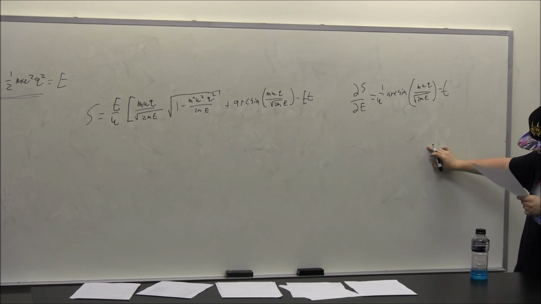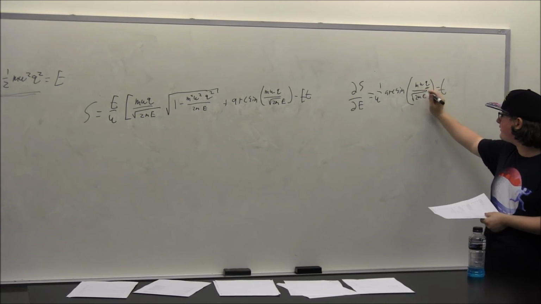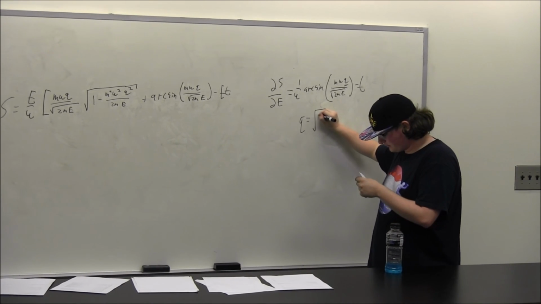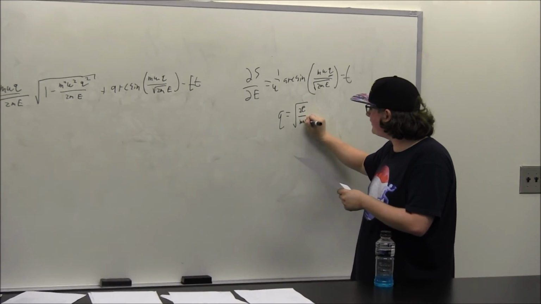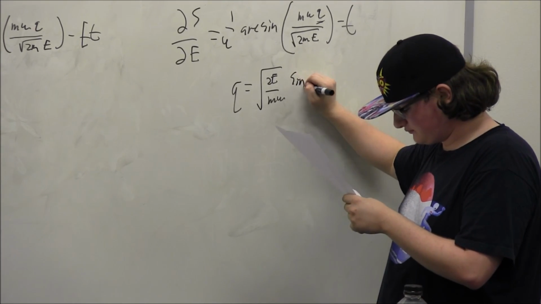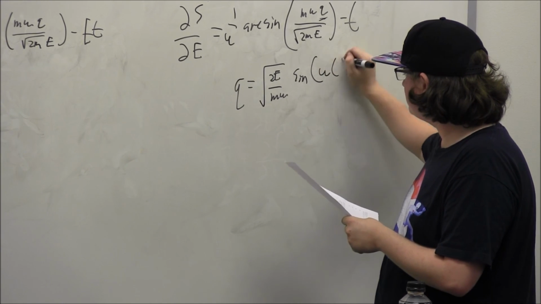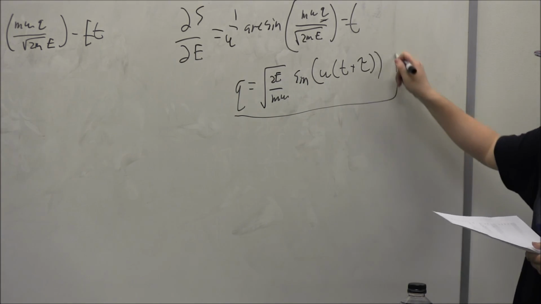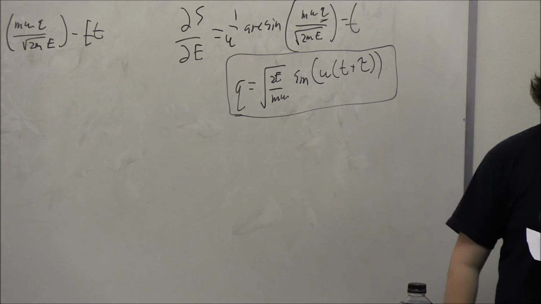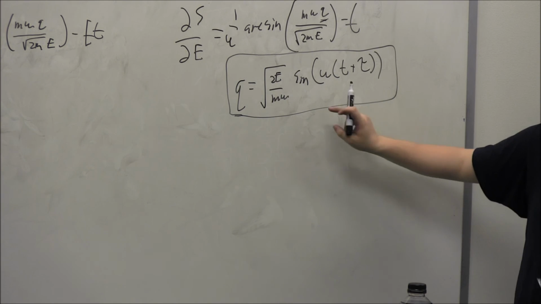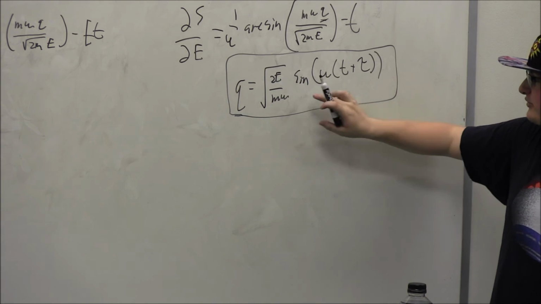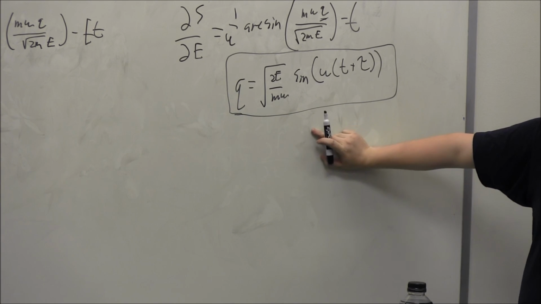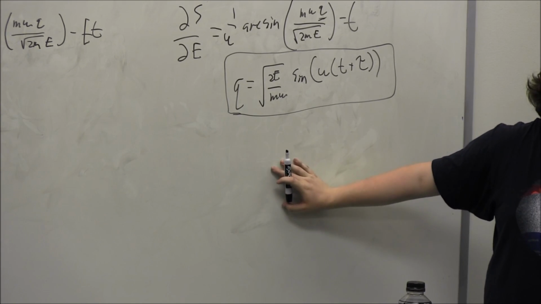Rearranging this, solving for Q, we get that Q is equal to root 2E over M omega. Does this look familiar to you guys? Usually this is written with the cosine instead of a sine, but this is the solution to the harmonic oscillator.